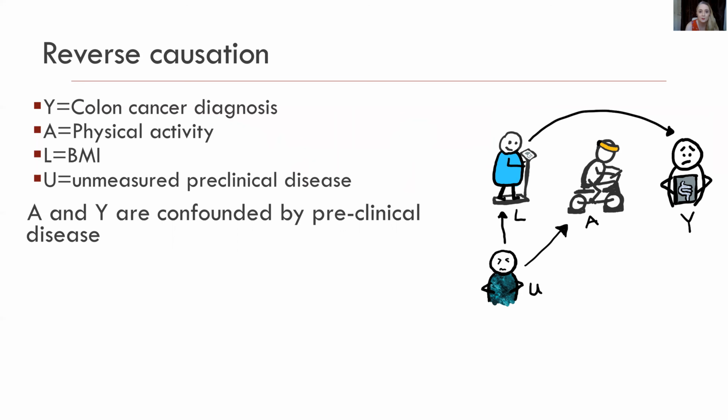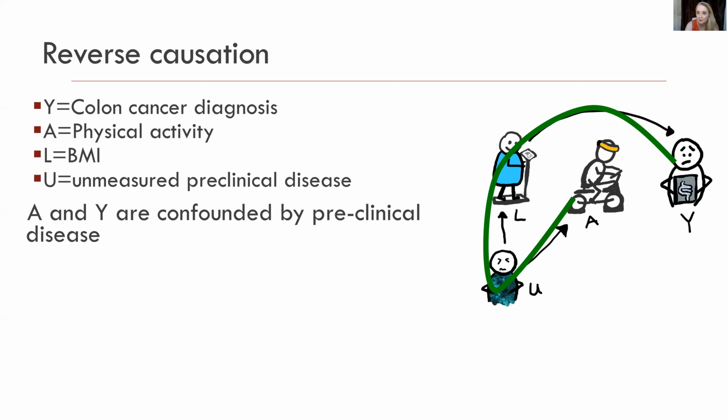And what we see in this particular graph is that U is unmeasured preclinical disease. That's a potential cause of exercise. That is, if people are already sick, they may stop exercising. On the other hand, preclinical disease could also affect someone's weight, especially with colon cancer. We know that preclinical disease can lead to weight loss often before people are diagnosed. And so now weight may be a marker of colon cancer because of this pathway.